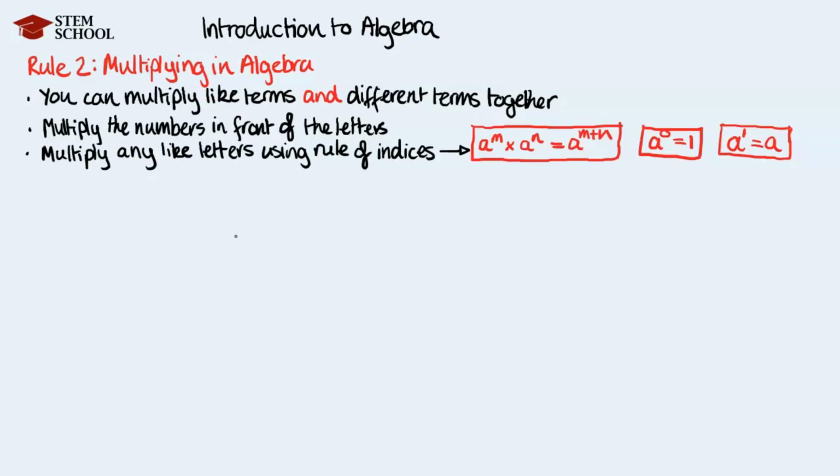So hopefully you guys have a good grasp of that rule, and we'll move on to rule 2 now. Rule 2 is about multiplying in algebra. This rule states that you can actually multiply like terms and different terms together.